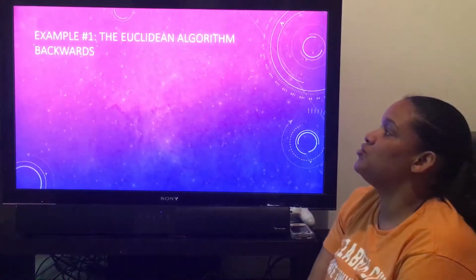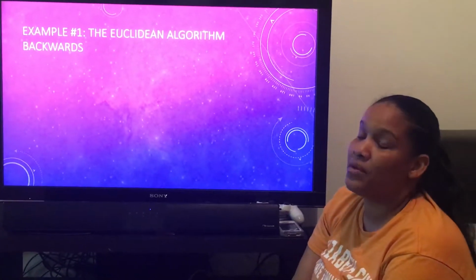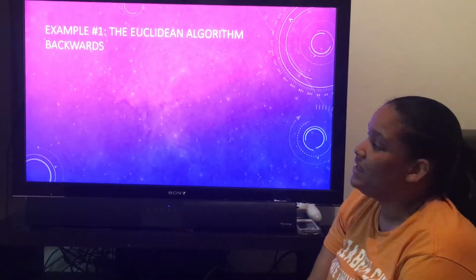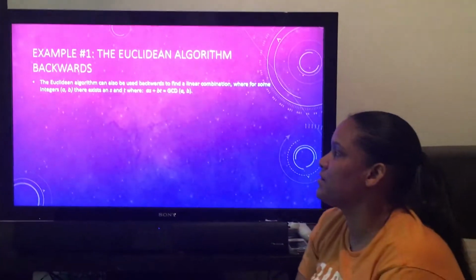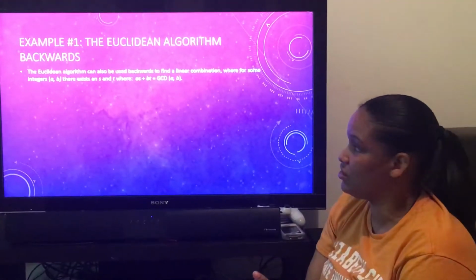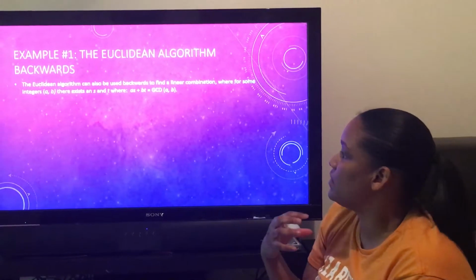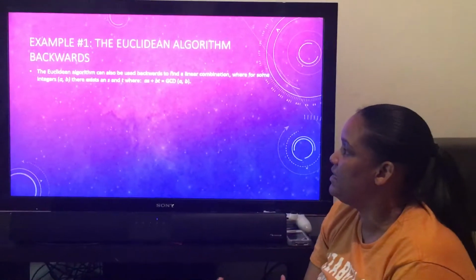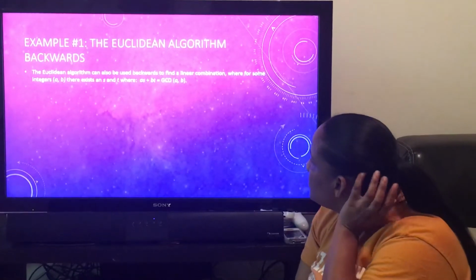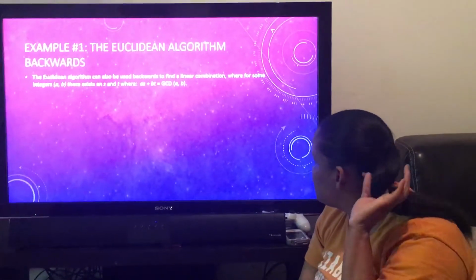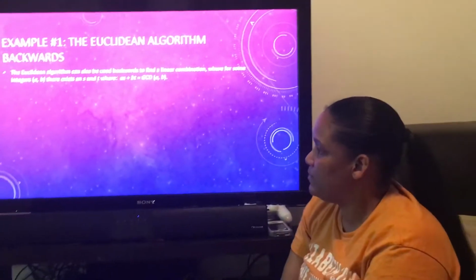So now we want to do the Euclidean algorithm backwards. The Euclidean algorithm can also be used backwards to find a linear combination. For integers a and b, there exist an s and a t where as plus bt is equal to the GCD of a and b.